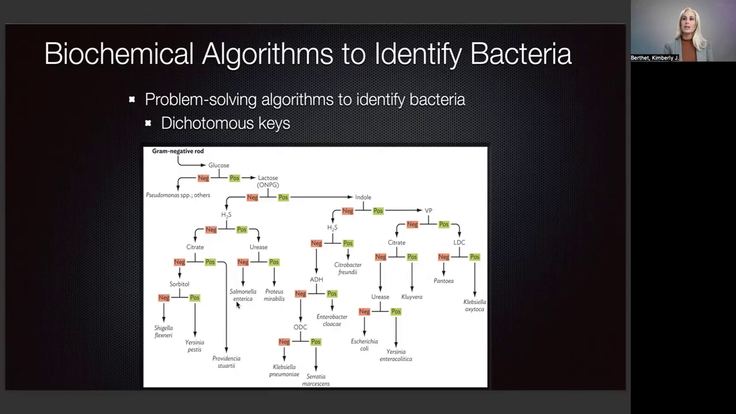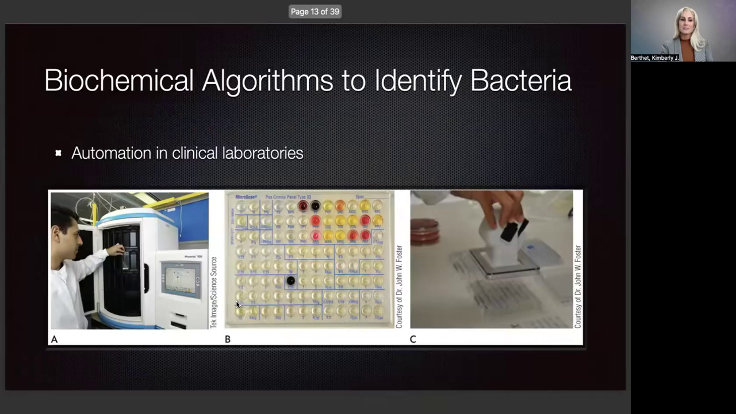of this dichotomous key. And that's how we assess unknowns in the laboratory, is using these problem-solving algorithms from biochemical tests. Okay, this can be automated in a laboratory.